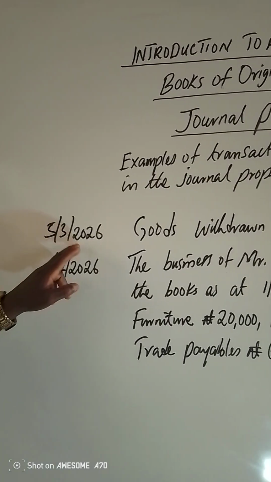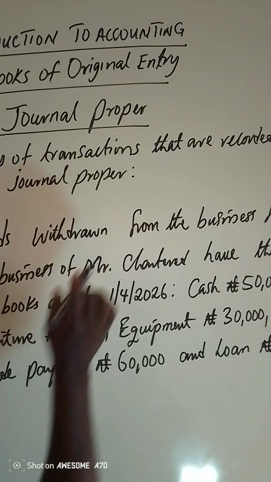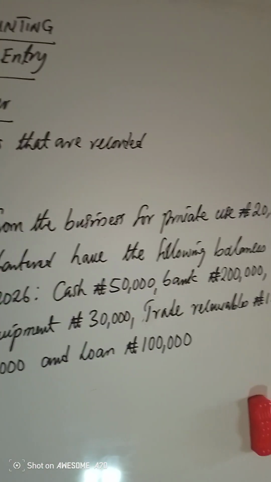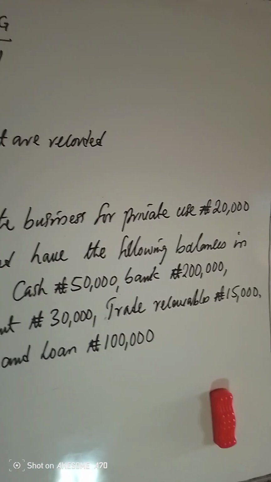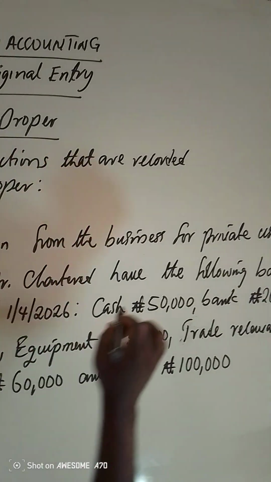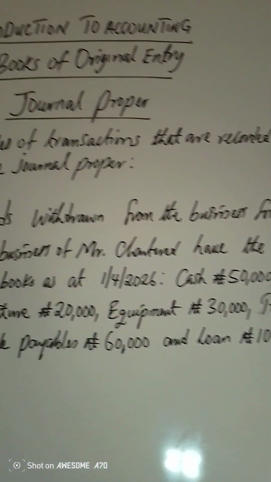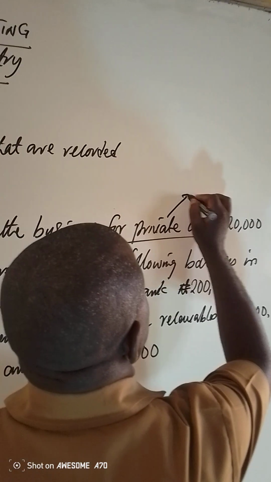On the 5th of March 2026, goods withdrawn from the business for private use. Goods withdrawn from the business for private use. Mind you, don't forget, anytime you see private use or personal use, it means drawings.